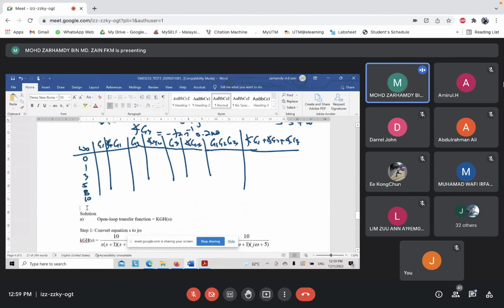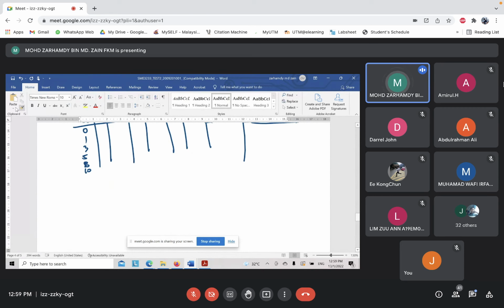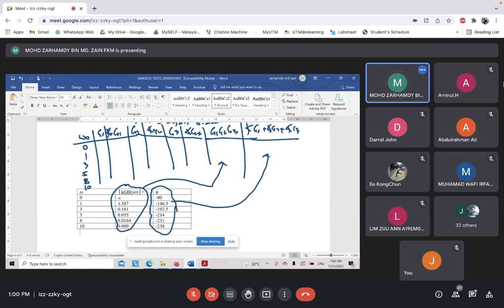Mana pula ni? Okay, so here. So ni adalah, this is the total of the gain, and this is summation of the phase. Nanti saya akan share. I will share this value in our group. Sama. Sekarang ni kita nak buat apa?